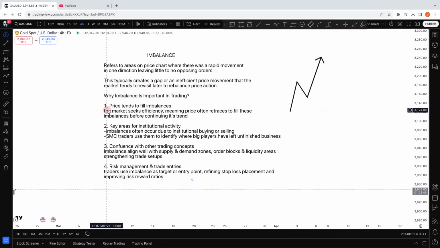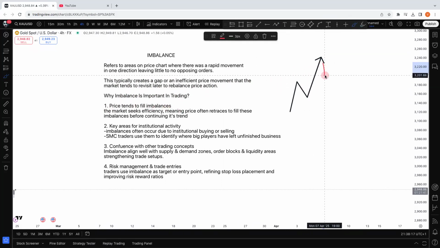Number one, price tends to fill imbalances. Like I already said, price will always tend to reverse, right? If there's an imbalance here, price will reverse to fill up this imbalance, because price seeks efficiency, right? Meaning price often retraces to fill this imbalance before continuing its trend.